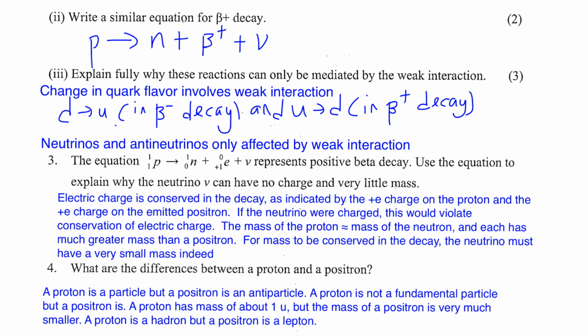very, very small mass. Now, what are the differences between proton and positron? So proton is a particle, but positron is an antiparticle. There's one difference. Another one is a proton is not a fundamental particle because it's made up of quarks, but a positron is because a positron is a lepton. Proton has a mass 1u, but the mass of positron is about the mass of electron. It's actually the mass of an electron. Alright, so a proton is a hadron, but a positron is a lepton.